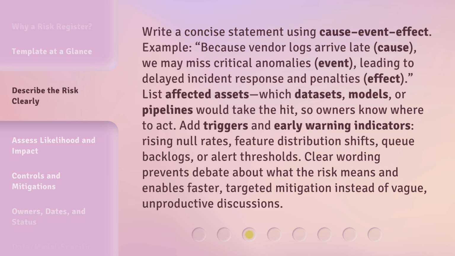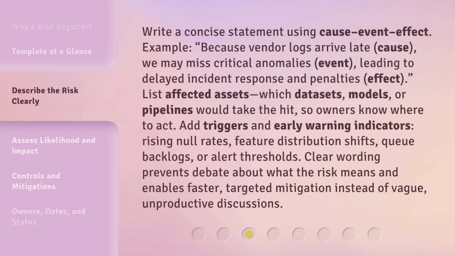Write a concise statement using cause-event-effect. Example: because vendor logs arrive late (cause), we may miss critical anomalies (event), leading to delayed incident response and penalties (effect). List affected assets, which datasets, models, or pipelines would take the hit, so owners know where to act.